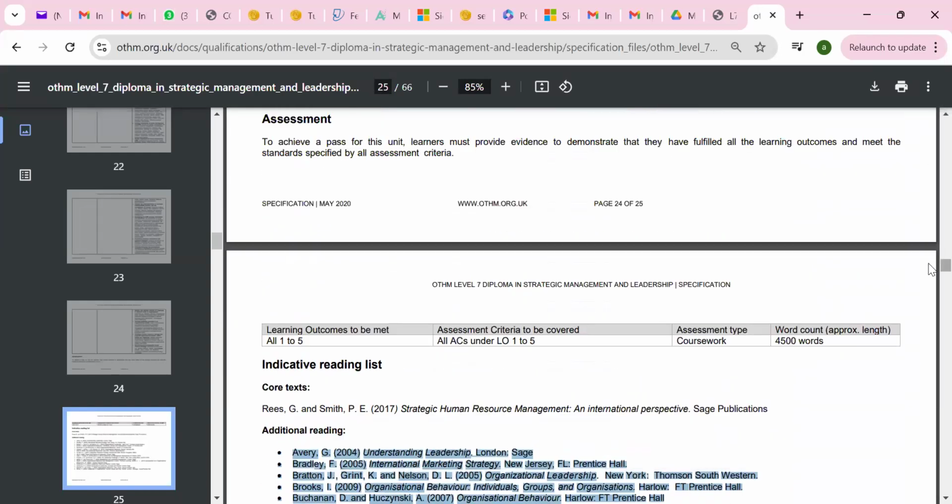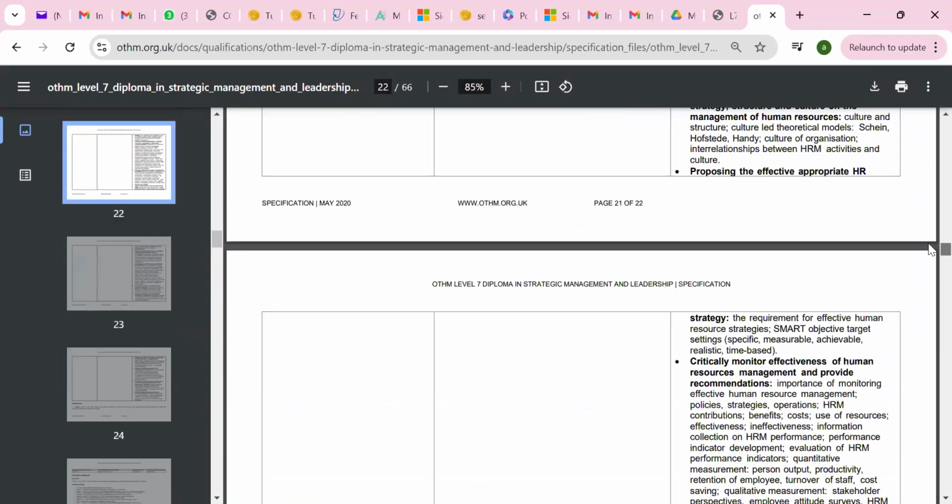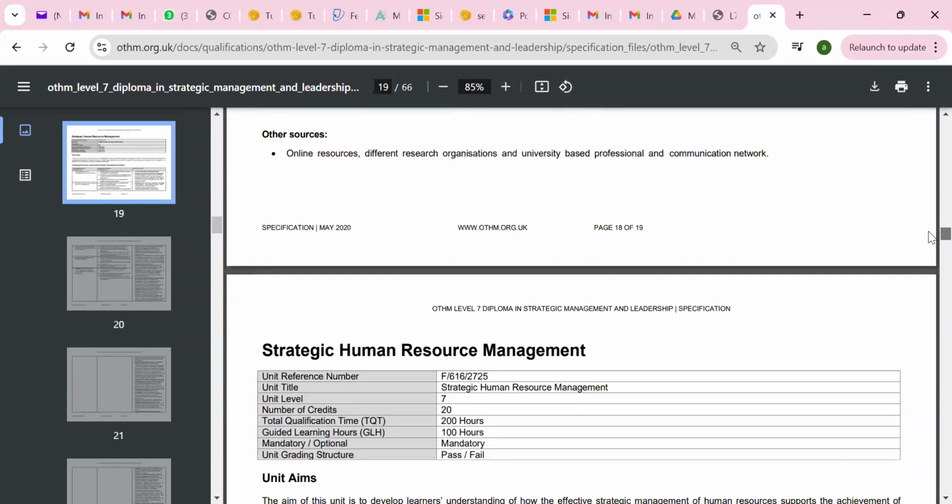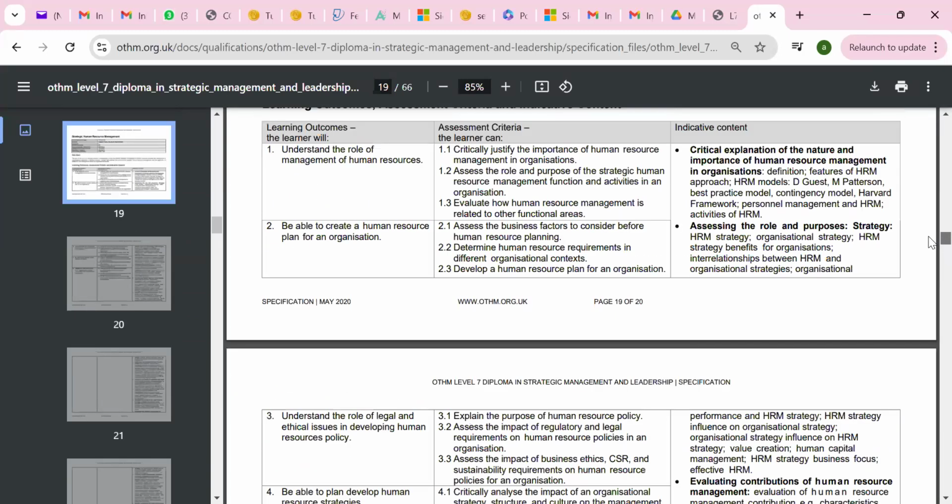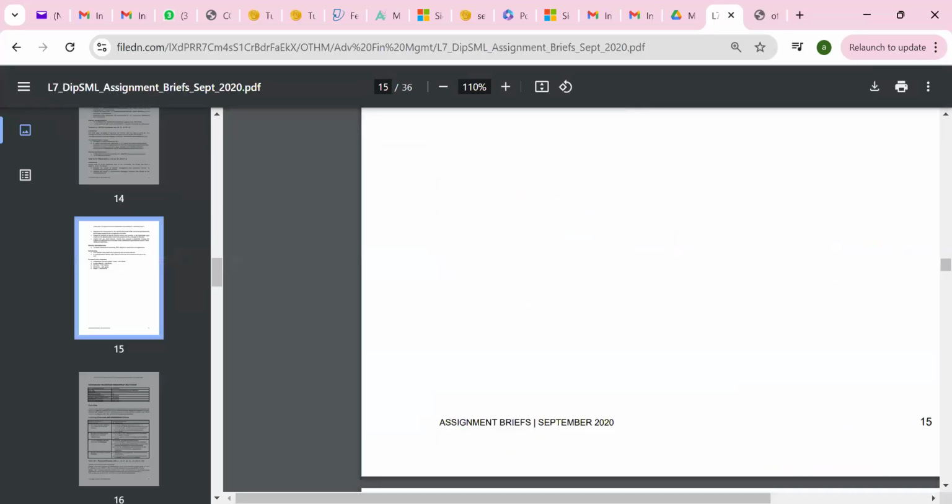So we had a discussion earlier, and this is the unit specification. We learn about LO1, LO2, LO3, LO4, 5, and this is the indicative contents. Then we have the given assignment brief, which is available on our Moodle page. So that's what we discussed earlier.